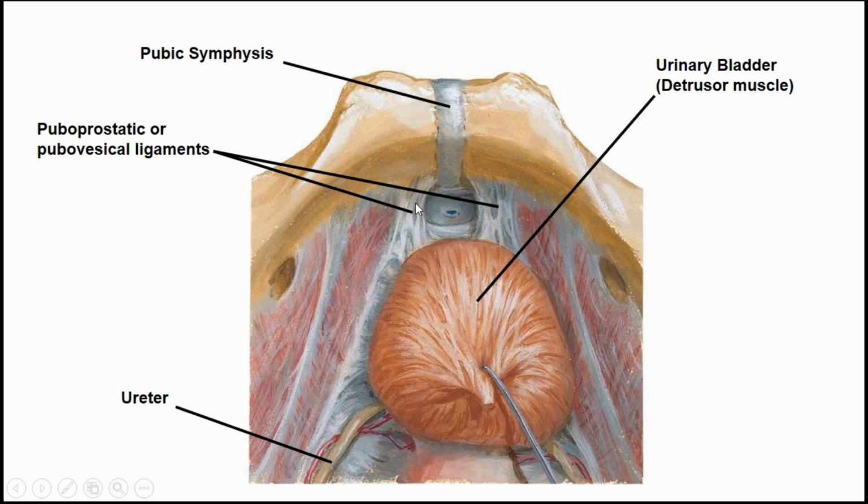There are some little connections between the pubic bones and the base of the bladder, and that's going to be known as the puboprostatic or the pubovesical ligaments in males or females respectively, and they just help anchor the base in place. They're not strong ligaments like we see in the musculoskeletal system, but rather kind of filmy, membranous sheets of connective tissue spreading from the pubic bone back to the base of the bladder.